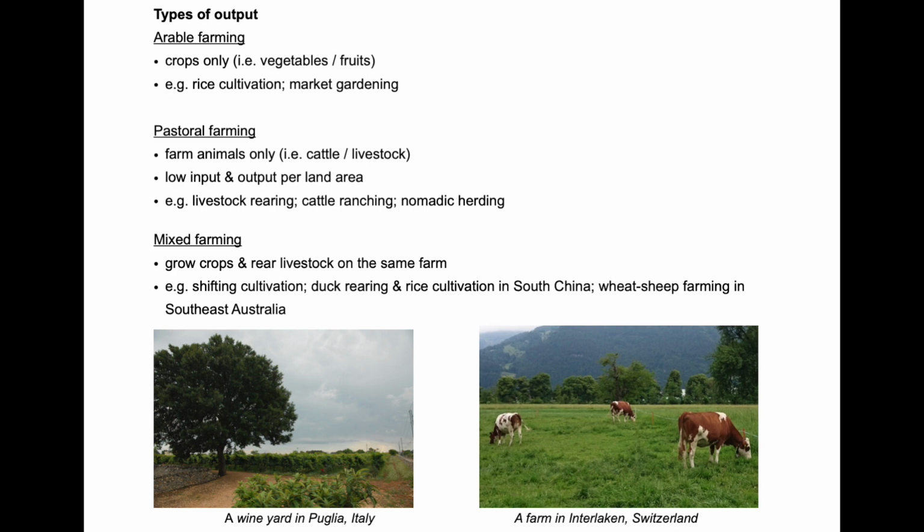Pastoral farming is farm animals only. For example, cattle, cow, livestock. Doesn't matter. As long as they are animals, it's pastoral farming. So usually they will be extensive most of the time. And then we have mixed farming. So we have both crops and livestock on the same farm.